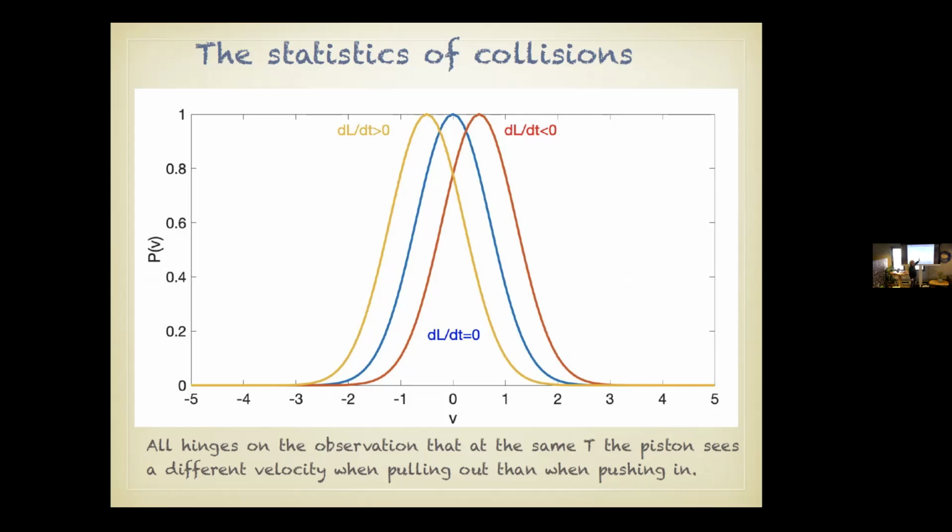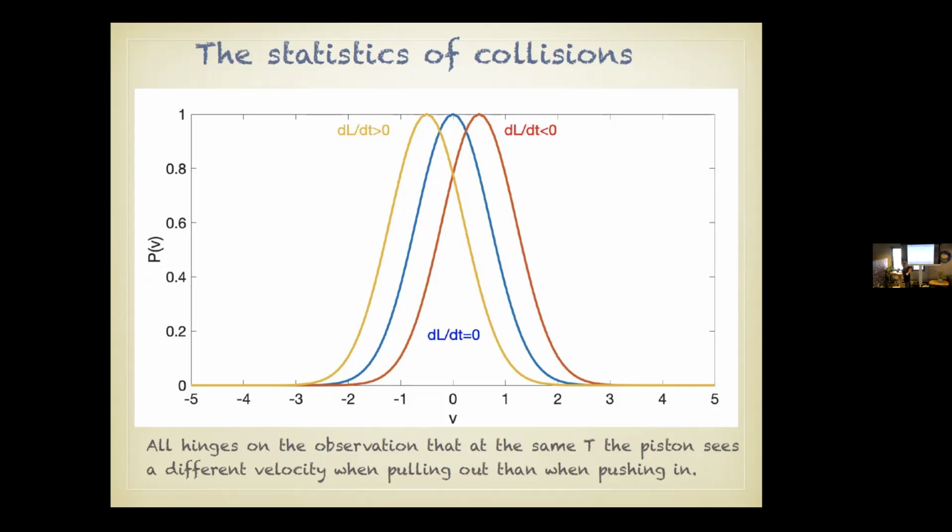So what is happening is actually that the piston, one can understand it in the following way, that the piston moving out and the piston moving in see a different velocity distribution of the gas molecules. We say that the piston moves still slowly with respect to the velocity of the gas molecules. So we don't move the piston at the same order of magnitude, which is a completely fine assumption.